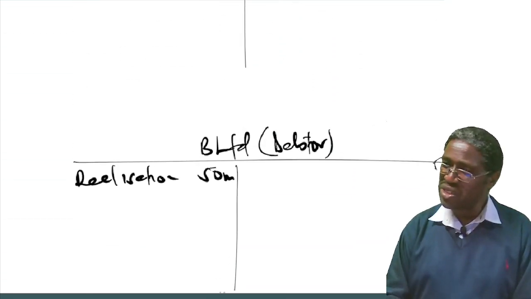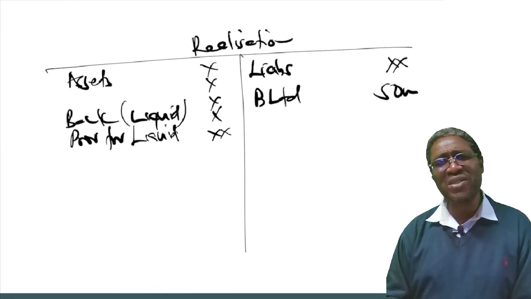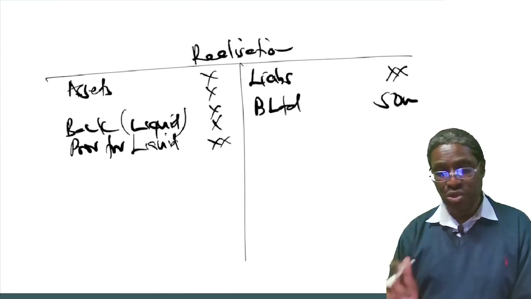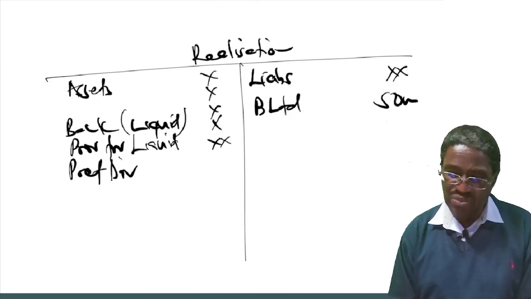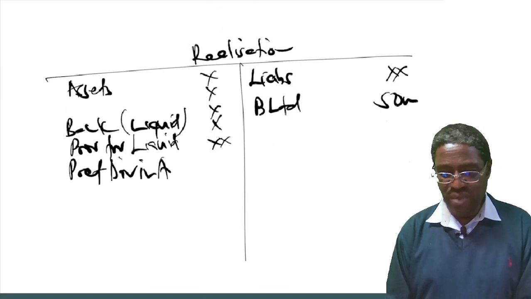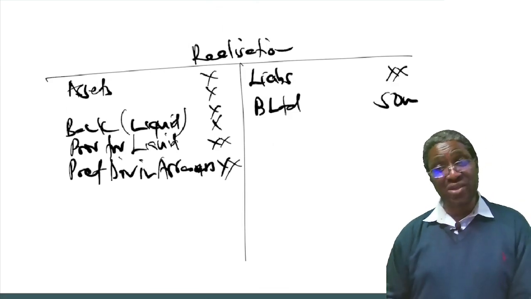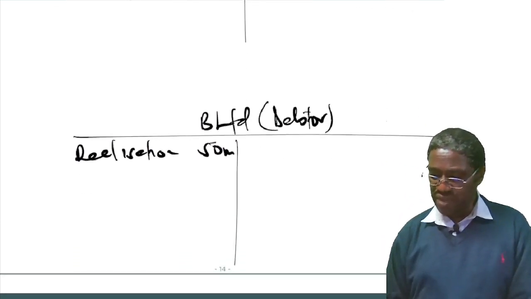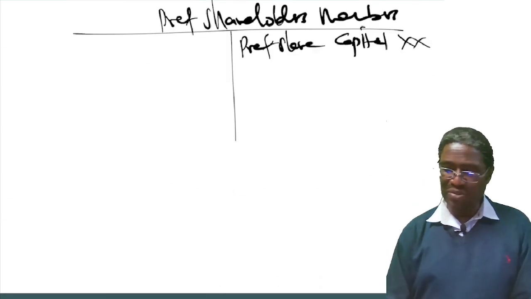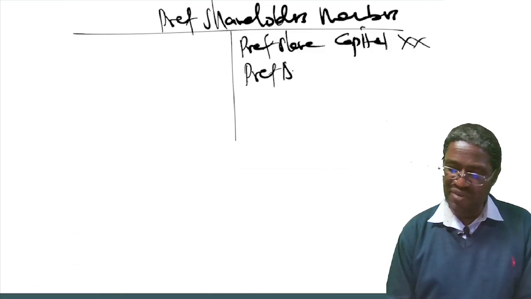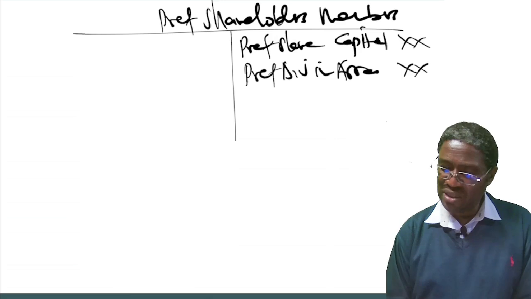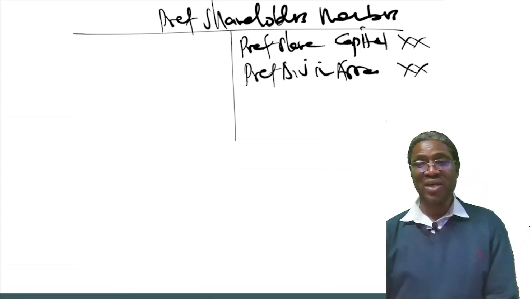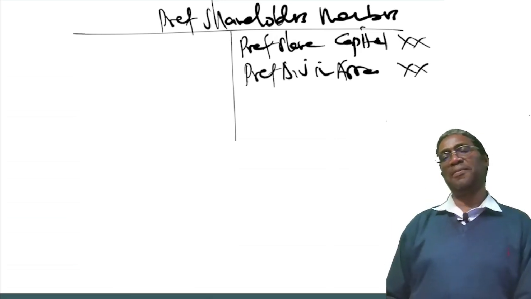Still under number 10, we are saying, if there are any preference dividends in arrears, you will debit realization and you will credit the preference shareholders' members account. We owe them that much with any preference dividends in arrears. So that's our step number 10.